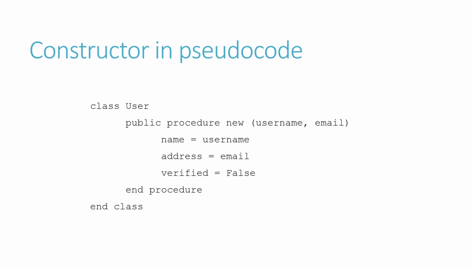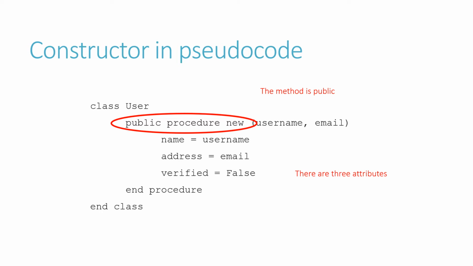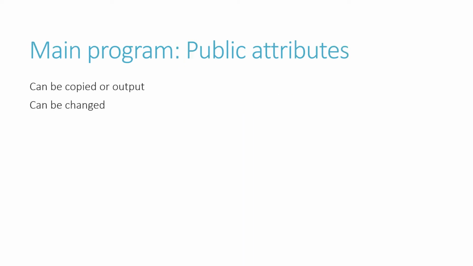This is the constructor, and the class is called user, and every user has three attributes: a name, an address, and a true/false value called verified. Name and address are sent from the main program as parameters. The method is public and there are three attributes. Because all the attributes default to public, they can be copied or output in the main program. For example, you could print the verified status of a user, and they can be changed in the main program.